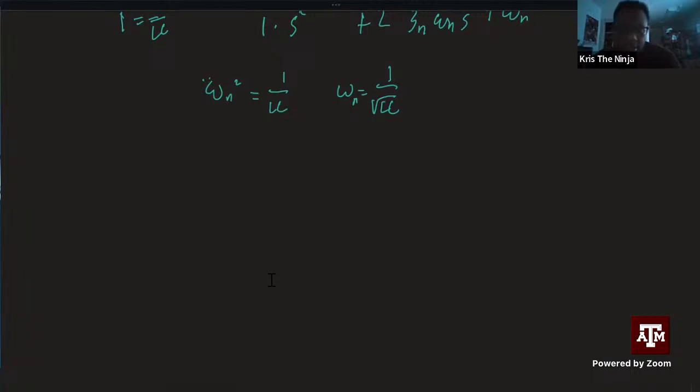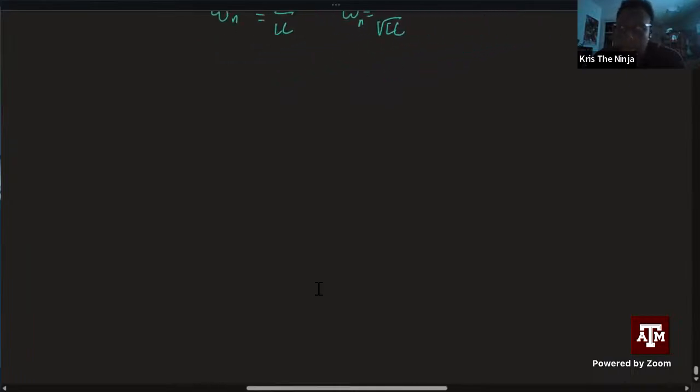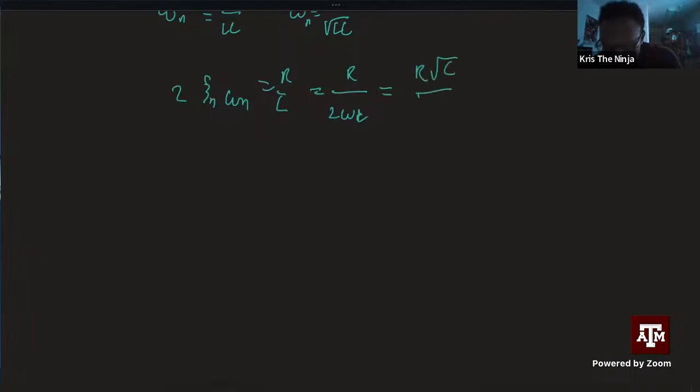And you just do that by dividing by LC. So that's how that breaks apart into that. Then since we know what omega n is, we have two zeta n times omega n equals R over L, which really is R over 2 omega L, which is really R times the square root of C over 2 square roots of L. That's just how it ends up breaking down.